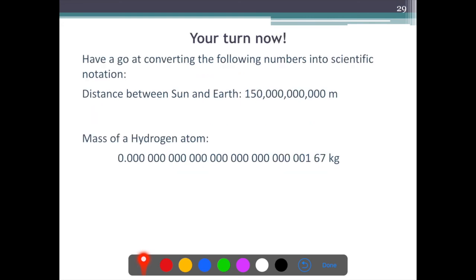So why don't you have a go and convert these numbers into scientific notation? You have here the distance between Sun and Earth, which is a very big number, and then the mass of a hydrogen atom, which is a very small number.